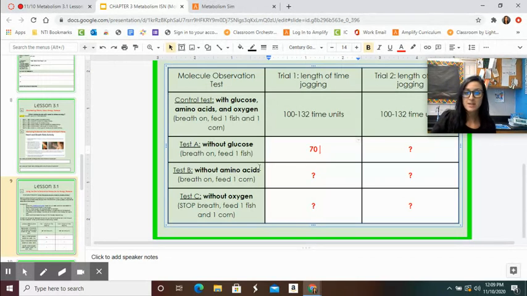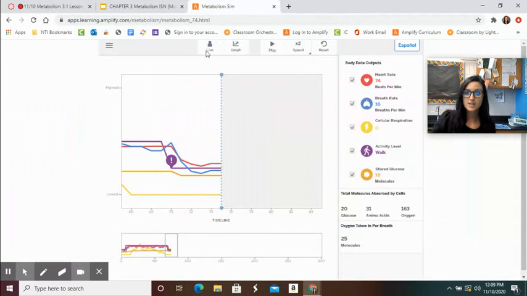So this is without amino acids. And so I'm leaving the breath on and I'm feeding them 1 corn. I'm doing the same thing. So I'm going to go to the simulation. I'm going to reset it.